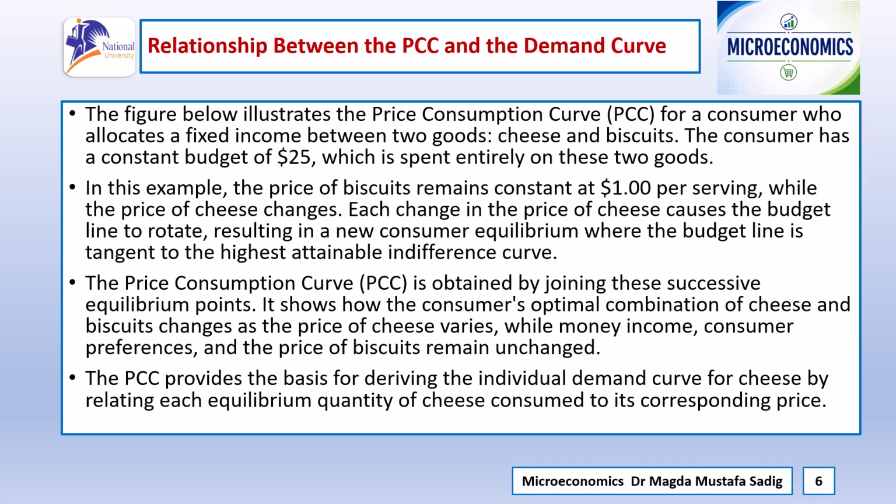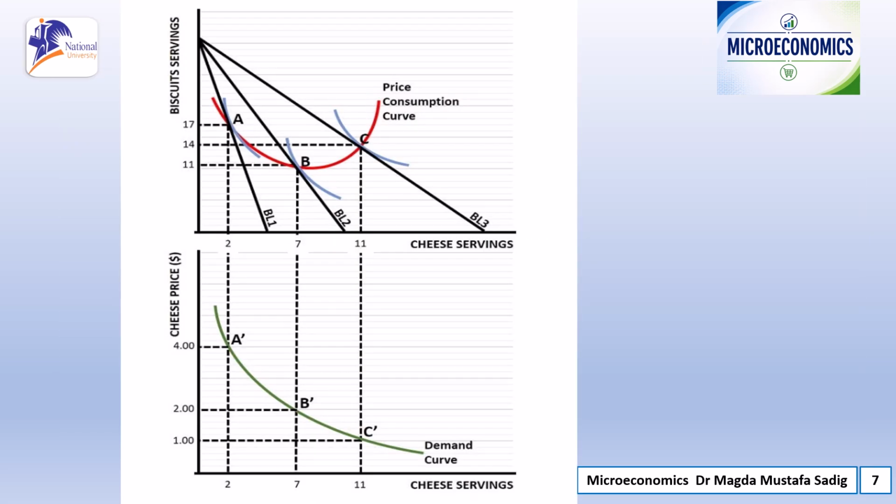Understanding the demand curve. Let us focus on the lower graph here. Notice that when the price of cheese falls from 4 to 2 to 1, the quantity demanded increases from 2 to 7 to 11. This gives us a downward sloping demand curve.